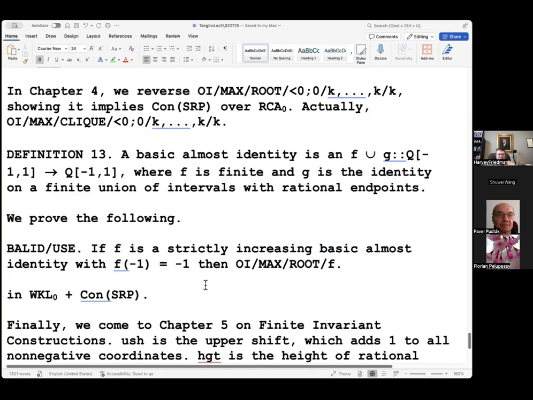And of course, if I prove this in WKL naught plus Con SRP, and it is implicitly Pi 0 1, I'm obviously going to be able to reverse it, because a special case of this is the case that I reverse over here in chapter 4. So it would be equivalent.